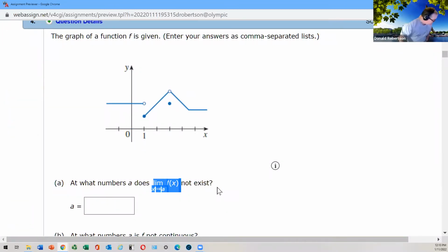Now, when I look at this shape, I can only see 2 places. Would you agree x equals 1, something weird is happening? And would you agree at x equals 3, something weird is happening? With me so far? Now, these 2 guys, x equals 1 and x equals 3, are discontinuous. Wouldn't this one be a jump discontinuity, and wouldn't this one be a removable discontinuity?